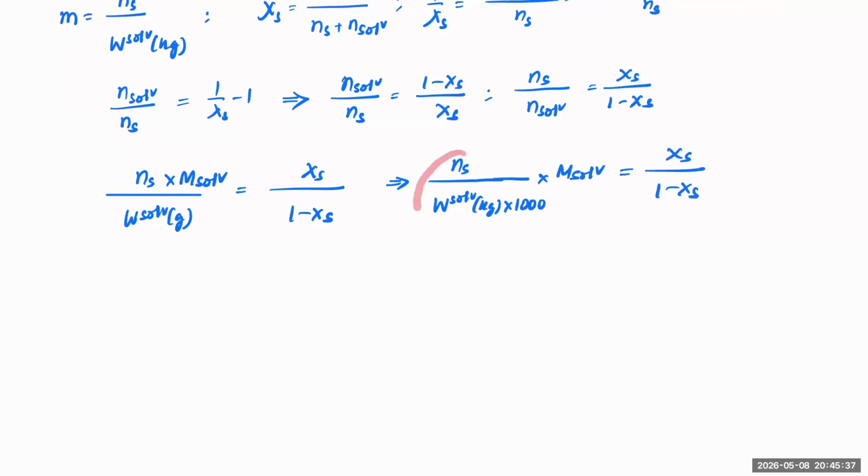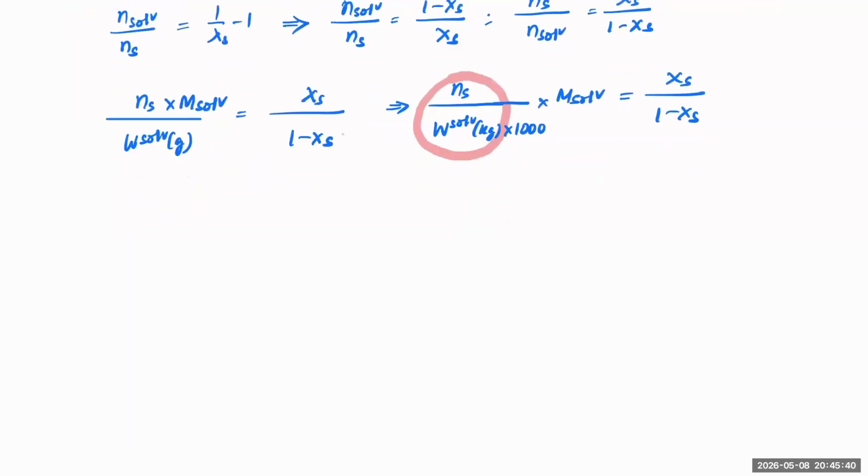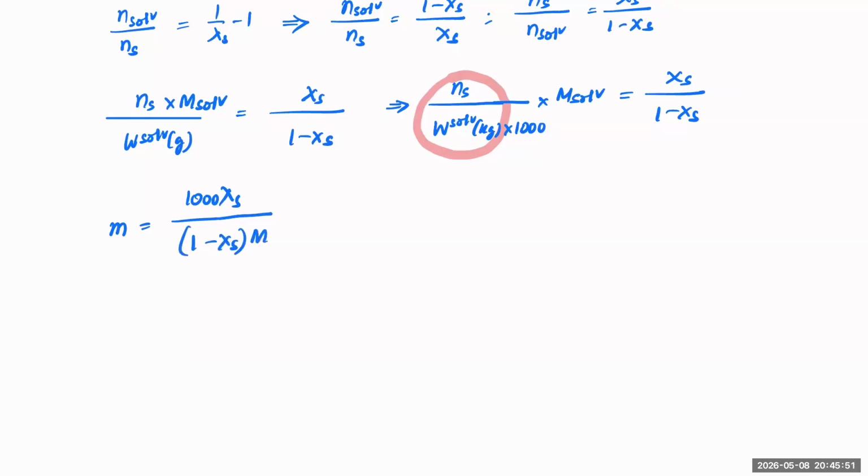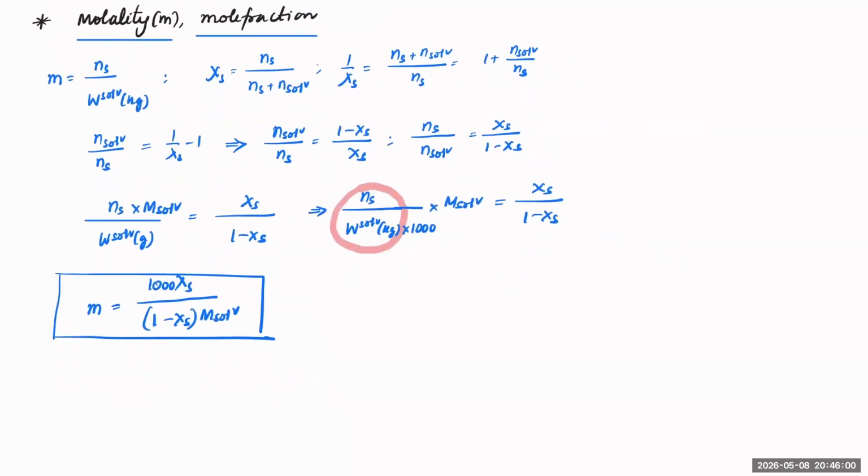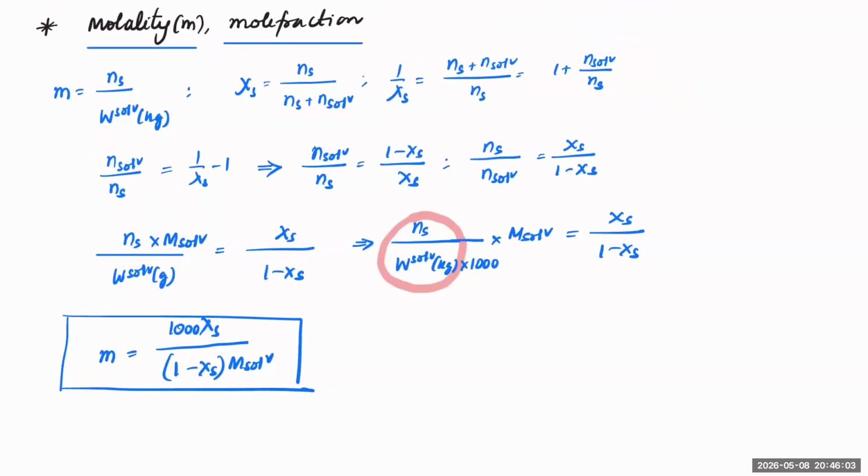Now you can see this fits into the definition of molality. So molality is equal to 1000 times xs by 1 minus xs into the molecular weight of solvent. Okay, so this is the way you can relate it. Clear, everybody? Please check it out. This is the relation between molality and mole fraction. You can write the same equation in terms of xs also. But depending upon whatever the question asks, you should know how to change one particular unit to the other.